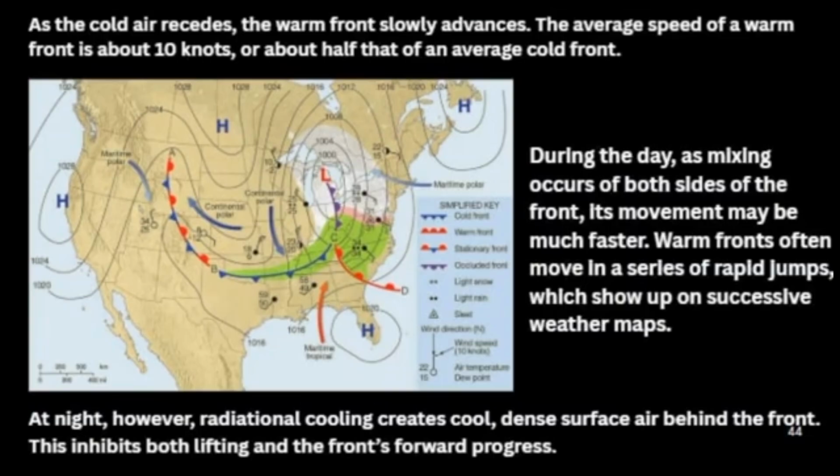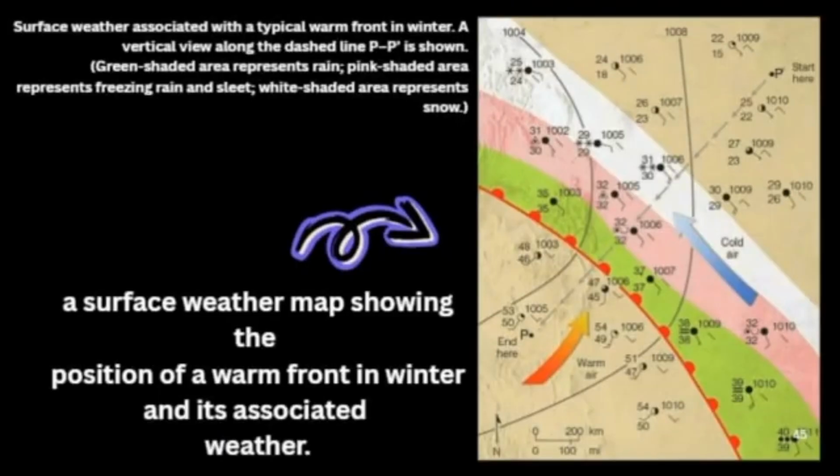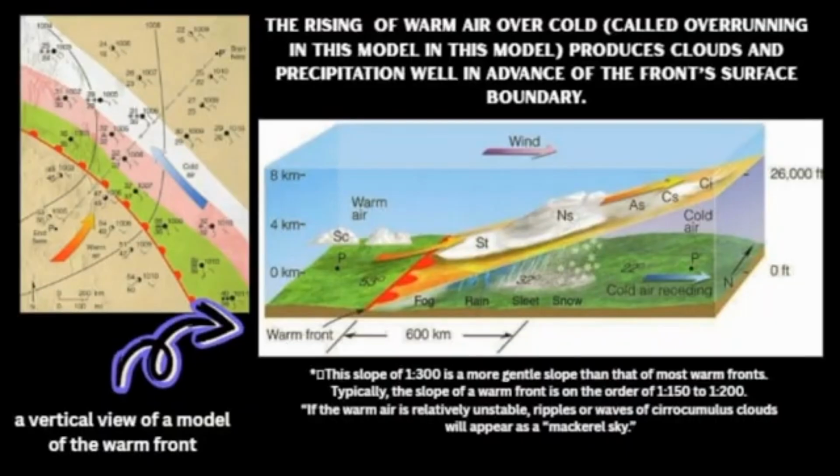The average speed of a warm front is about 10 knots, or about half that of an average cold front. During the day, as mixing occurs on both sides of the fronts, its movement may be much faster. Warm fronts often move in a series of rapid jumps, which shows up in the illustration, as you can see. Now, this next figure is a surface weather map showing the position of a warm front in winter and its associated weather. This next illustration is a vertical view of a model of the warm front, as you can see in the previous illustration.